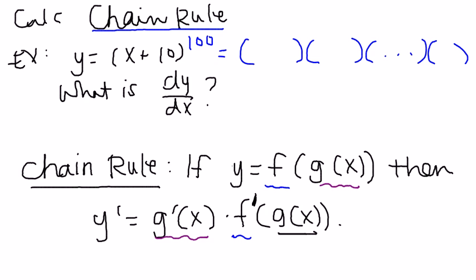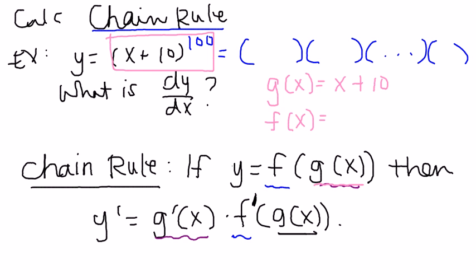Okay, so if we take a look at our example from above, do you see a composition of two functions? I see two functions. In this case, since I called the inner function g here, I'm going to call the inner function g here as well. So what's g of x in this problem? Well, g of x is x plus 10. What's the outside function? The outside function is x to the 100.